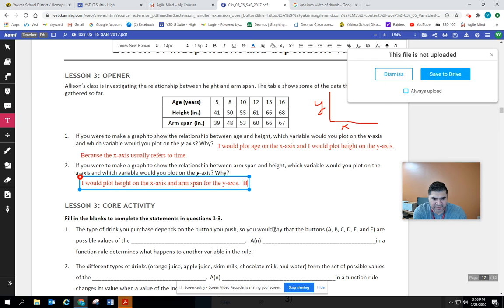And I'm going to say that because the arm span is going to depend on the height.